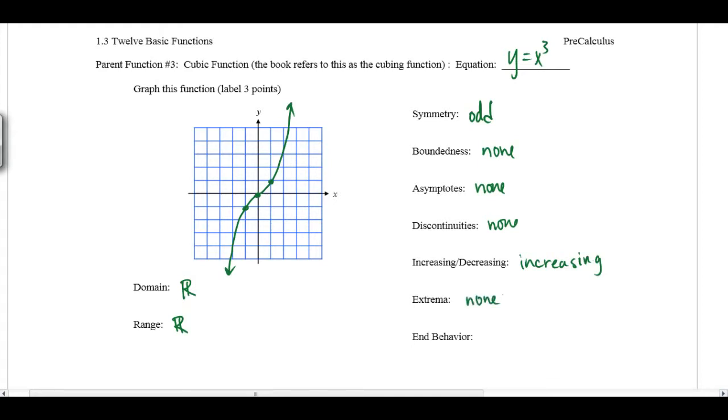However, some people will talk about this point as a point of inflection, that one in the middle where it looks like it's going to be a max on one side and a min on the other. They'll mention a point of inflection. And the end behavior, as x goes to infinity, the right side, the function goes to infinity. And the limit as x goes to negative infinity, the left side goes to negative infinity. And there is your cubic function.